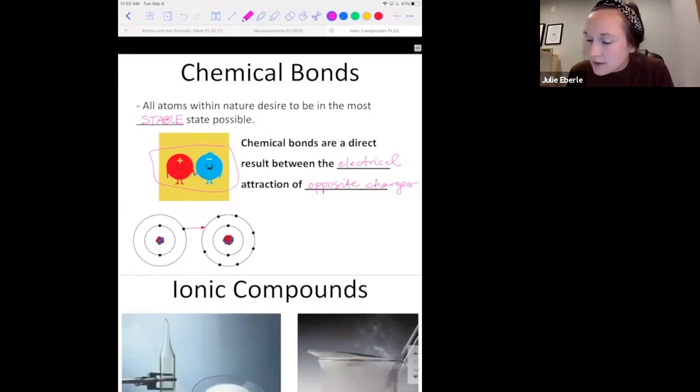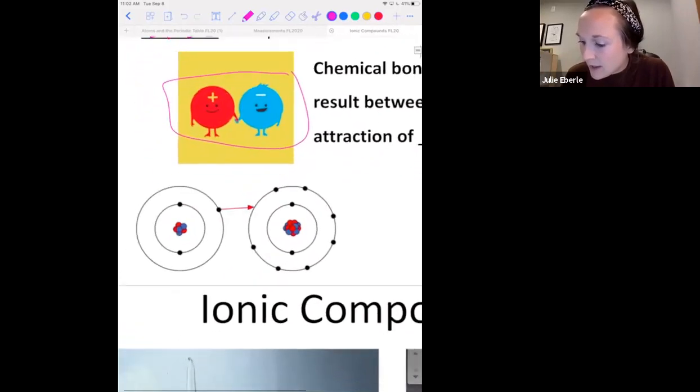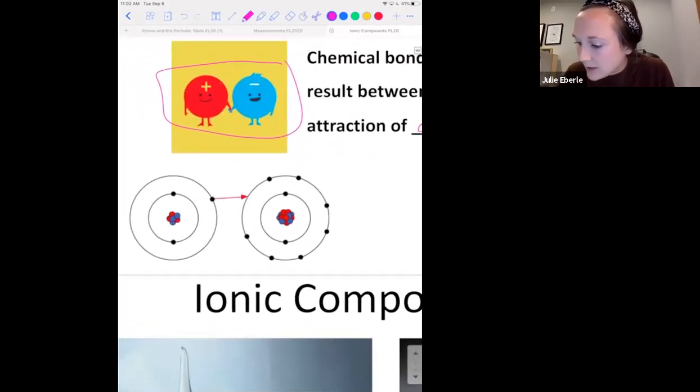Look at the picture below it. This is actually a more technical picture. We have two atoms, okay, and you see the nucleus in each atom, and then you see two energy shells, two circles around each atom's nucleus. And what's happening? This right here with an arrow coming out of it, this is a valence electron, okay?